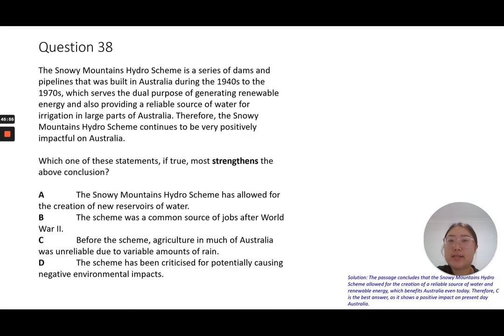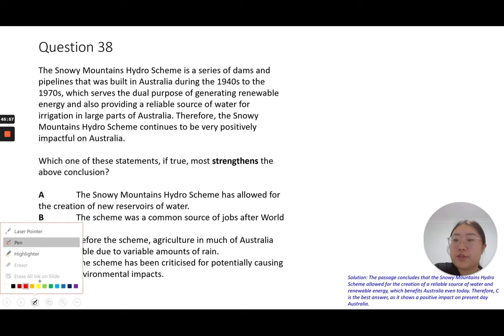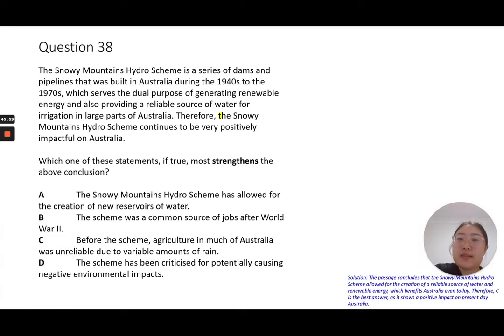Okay, 38, which strengthens the conclusion. The conclusion here is that the Snowy Mountain Hydro Scheme continues to be very positively impactful on Australia. So what is the scheme? It is a series of dams and pipelines, and they serve the purpose of generating renewable energy and providing a reliable source of water for irrigation in large parts of Australia.